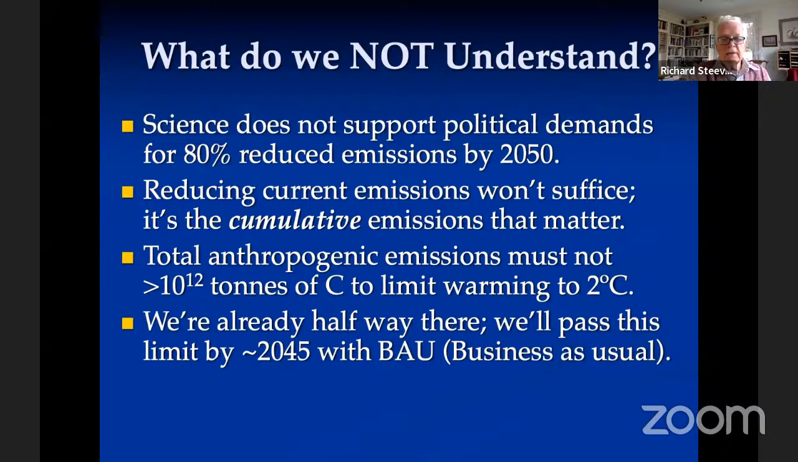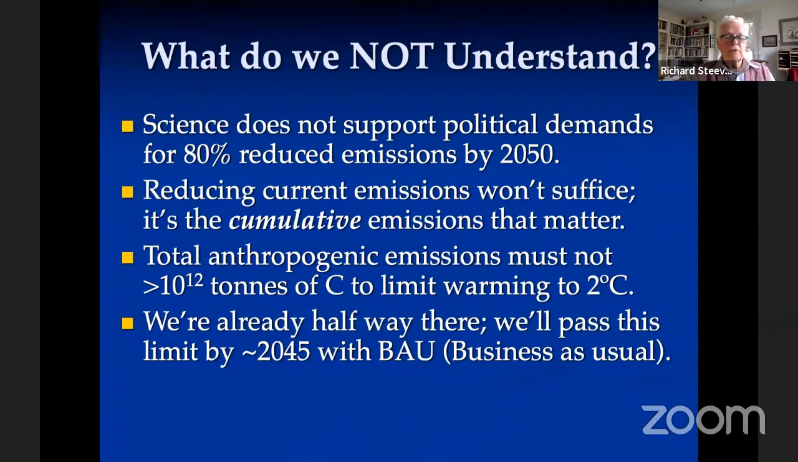What we do not understand, this is a fascinating slide, and this is just a section of his book, summarized in 4 points. Science does not support political demands for 80% reduced emissions by 2050. We can talk about net zero all we want, but 80% reduced emissions is a big undertaking, and particularly at the rate we're doing it now, at the rate we're shutting down nuclear plants and continuing to build coal plants, at the rate that we're destroying the Amazon forests, we're just not going to get there by 2050. Reducing current emissions will not suffice. It is the cumulative emissions that really matter.